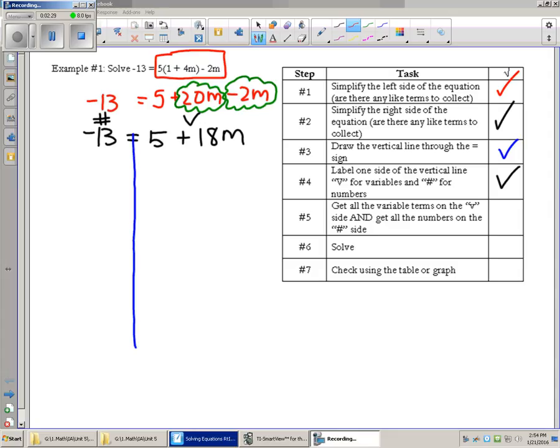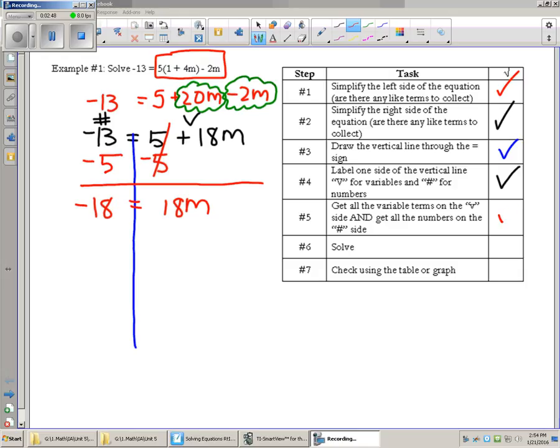So to move the 5, I'm going to subtract it, which 5 minus 5 equals 0. So I'm left with 18m equal to negative 18. So now I'm done with step 5. Step 6 says to solve, so all I have to do to get m by itself is divide both sides by 18, which leaves me with negative 1 equal to m.